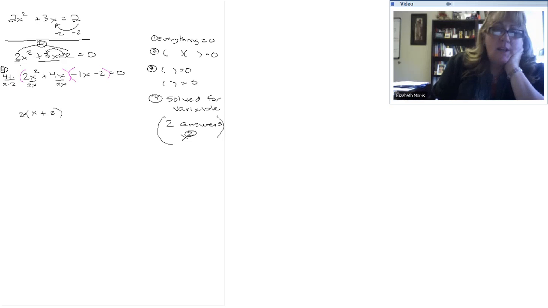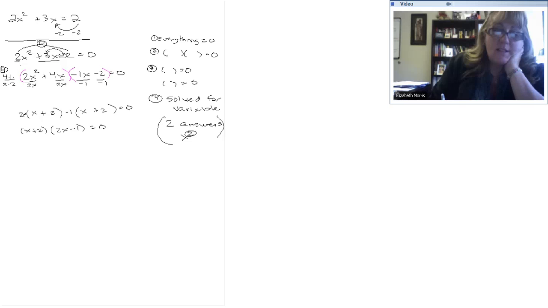Now what can I take out of 1x and negative 2? There's nothing in common except for the 1, and I have to make it the negative. Whatever you take out, it has to be negative. So that gives me a positive x and a positive 2. So what do they have in common? X plus 2, and what's left? 2x minus 1. Now it's factored.